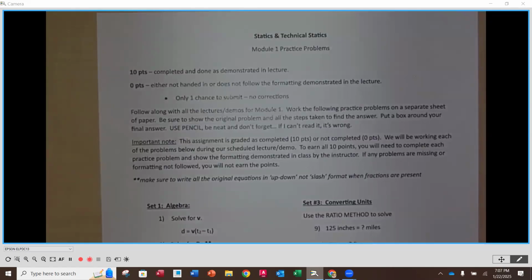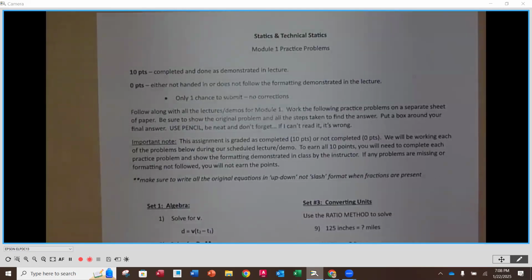If you're using pen and you do make a mistake, you're going to have to scribble it out, and it just doesn't look good. So we're looking at neatness, and making sure that it's something that we can follow along with. I'll be demonstrating what I'm looking for. I also like you to put a box around your final answer, so I know that this is where the problem ends. And if a problem goes more than a couple of steps, then it's always a good idea to number your steps as well.